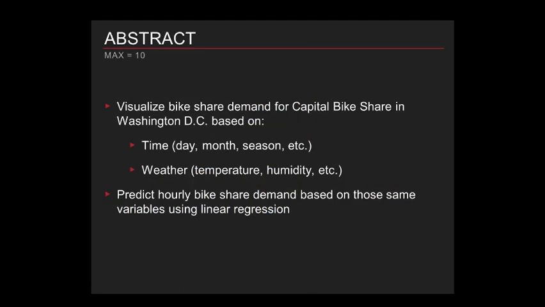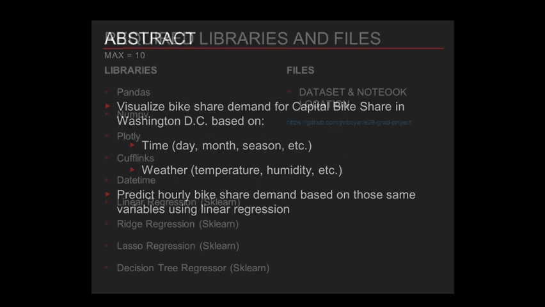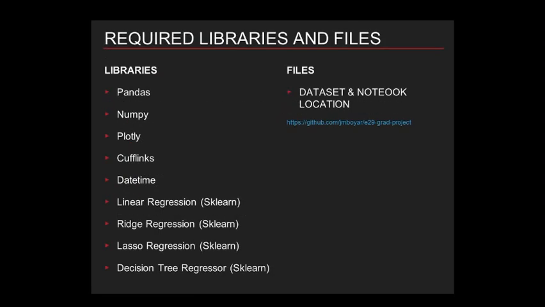My project is focused on visualizing bike share demand for the Capital Bike Share program in Washington, D.C. That's going to be based on specific variables like time, so day, month, or season, as well as weather, and then also predicting using machine learning the hourly bike share demand based on the same variables. Required libraries are as follows.